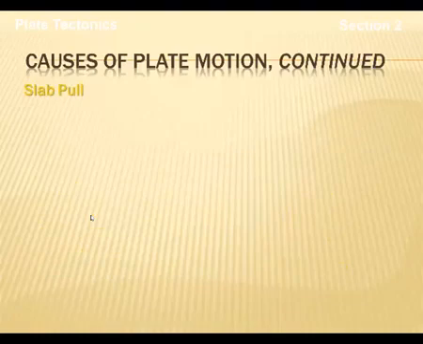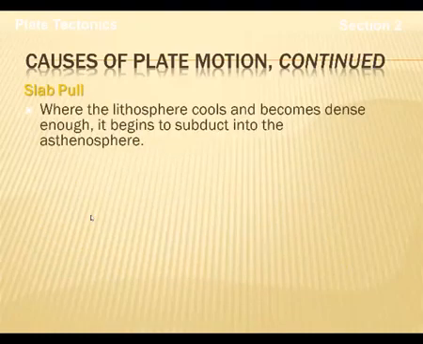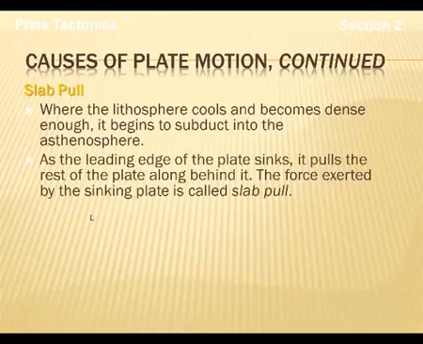Slab pull. Slab pull usually happens where there is a subduction zone. So as we have plates that are starting to subduct into the earth, it causes the lithosphere to cool and become dense. The leading edge of the plate begins to sink beneath the other one. And what it does is it causes a pull to occur behind it. The rest of the plate gets pulled along behind that area that's subducting. This process is called slab pull.